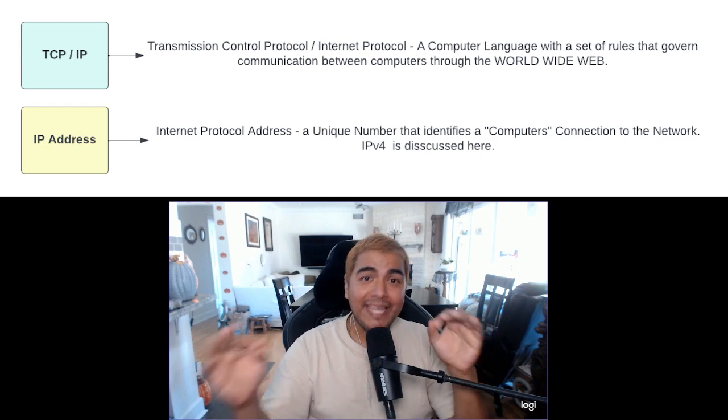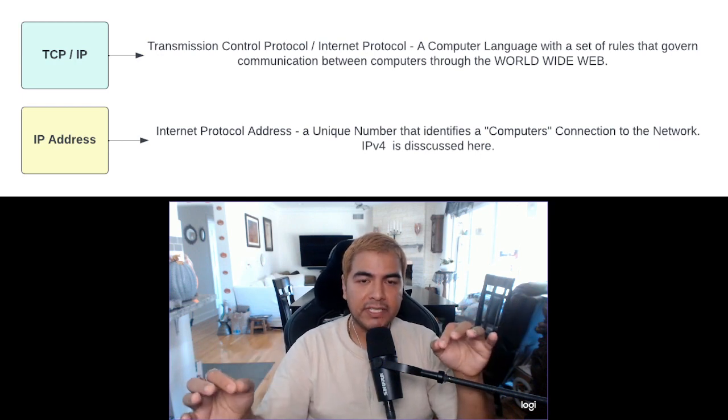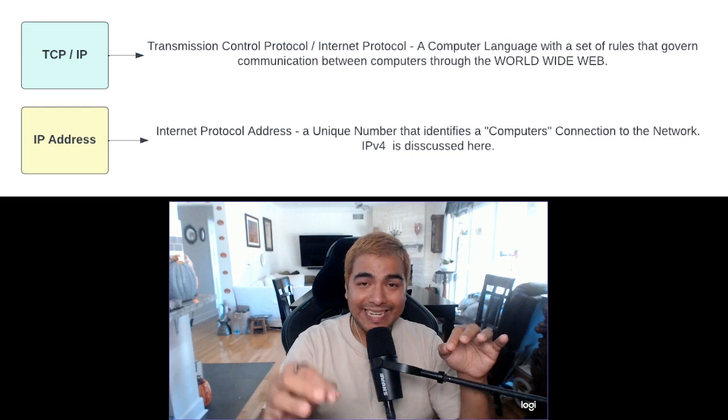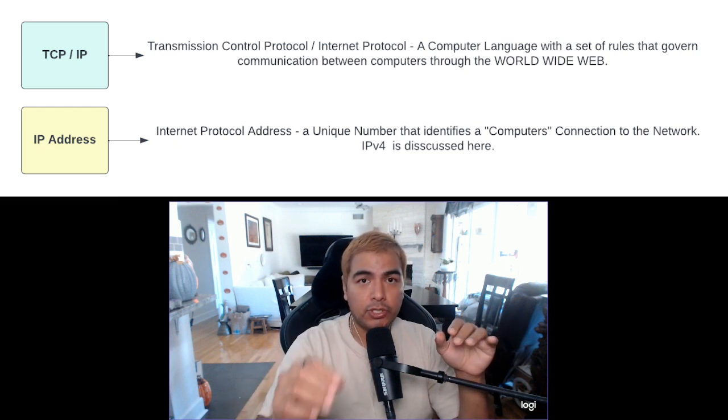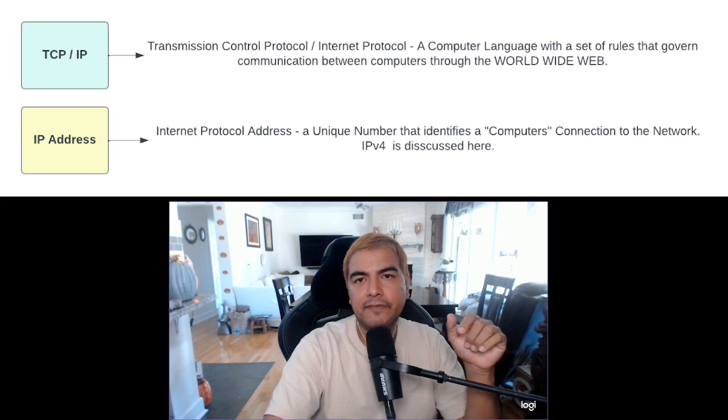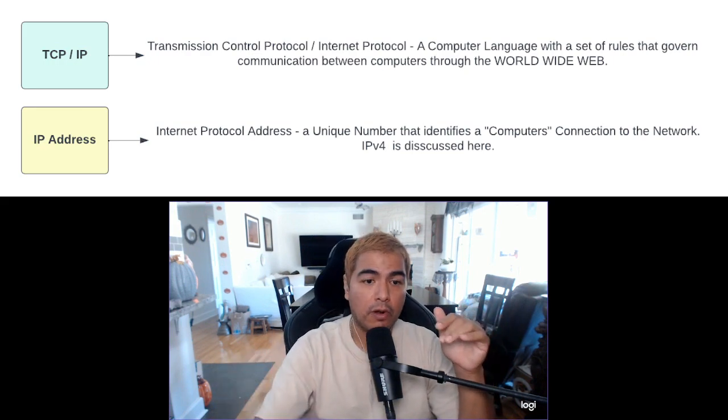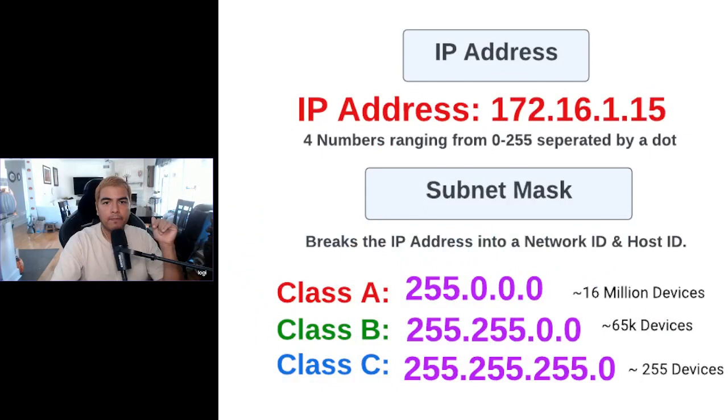And an IP address, an Internet Protocol address, is a unique number that identifies a computer's connection to that network. Today I'm talking specifically about Internet Protocol version 4. Let's take a look at an IP address. So here we have an IP address of 172.16.1.15. So it's made up of 4 numbers ranging from 0 to 255 separated by a dot. That's it. 4 numbers ranging from 0 to 255 separated by a dot.